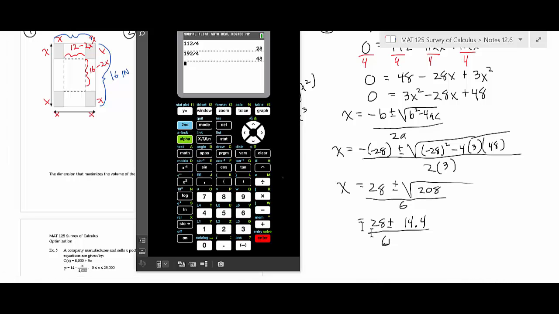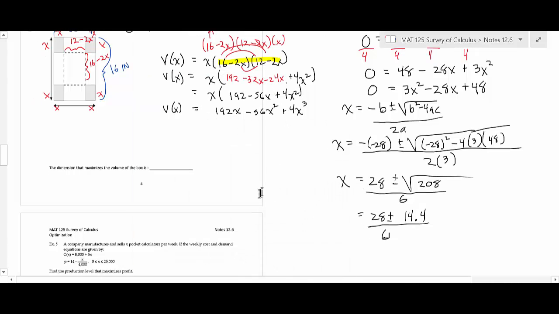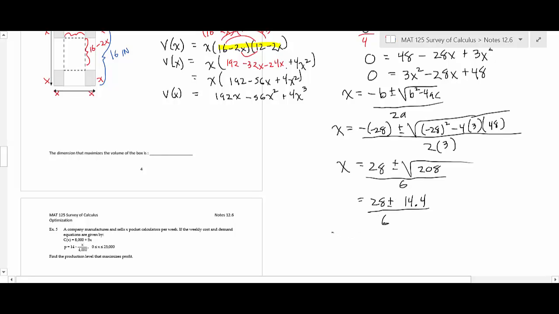You're going to use your calculator to help you. Now what we've got to do is go in 2 directions with this. So we need to do (28 + 14.4) over 6, and then we also need to do (28 − 14.4) over 6, and get that answer. One of the answers will make sense, the other one will not, and I'll explain that.